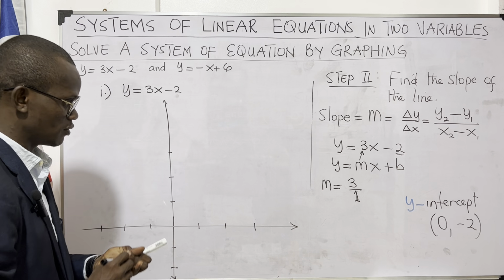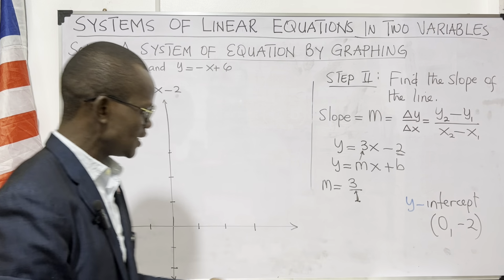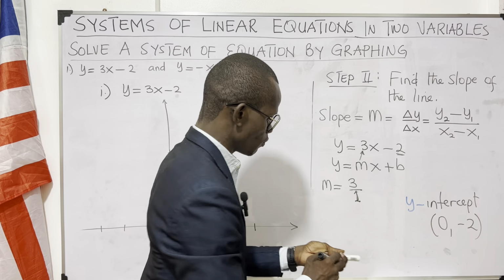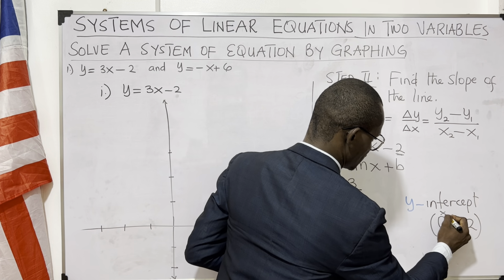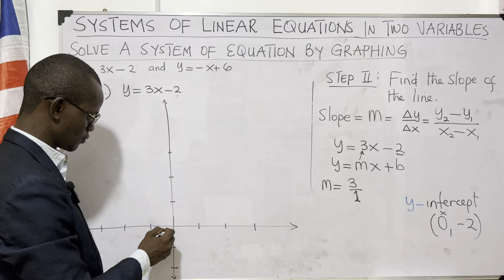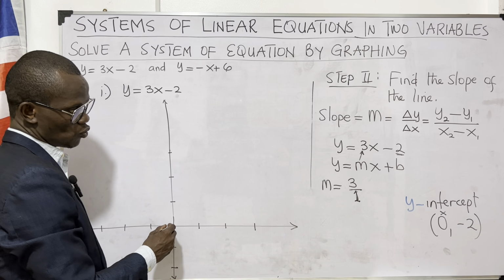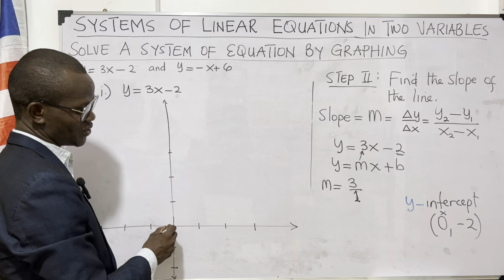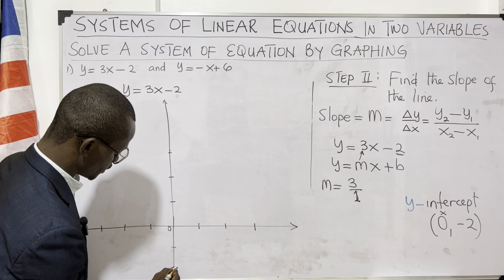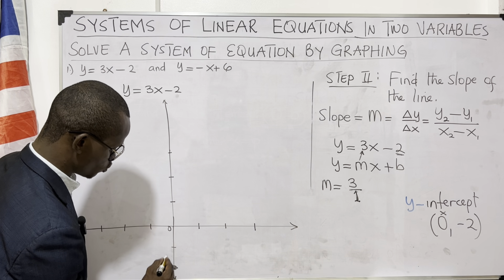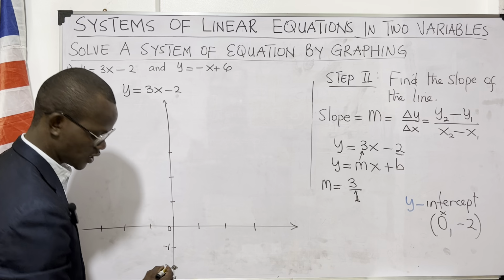So let's graph now. The first one, when x is 0, this is the y-intercept. We must move 2 units where? In the negative y direction. So it's 1, 2. So right there. Remember this is negative 1, negative 2. So right there.